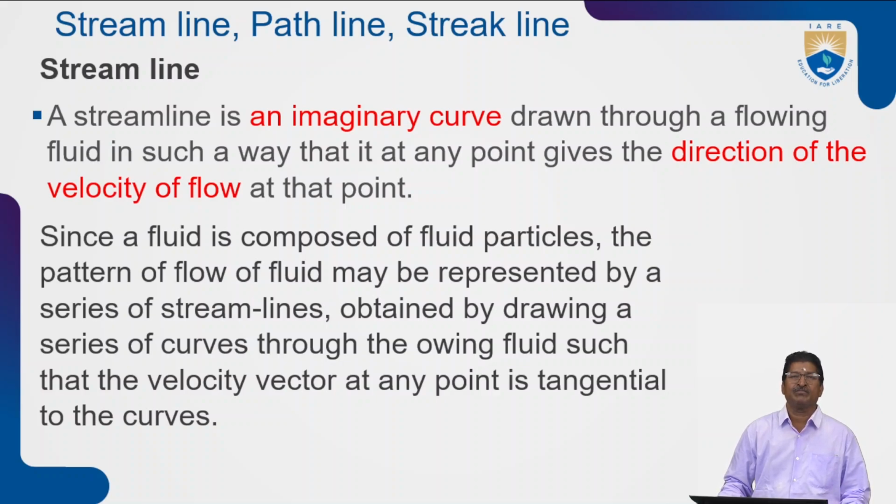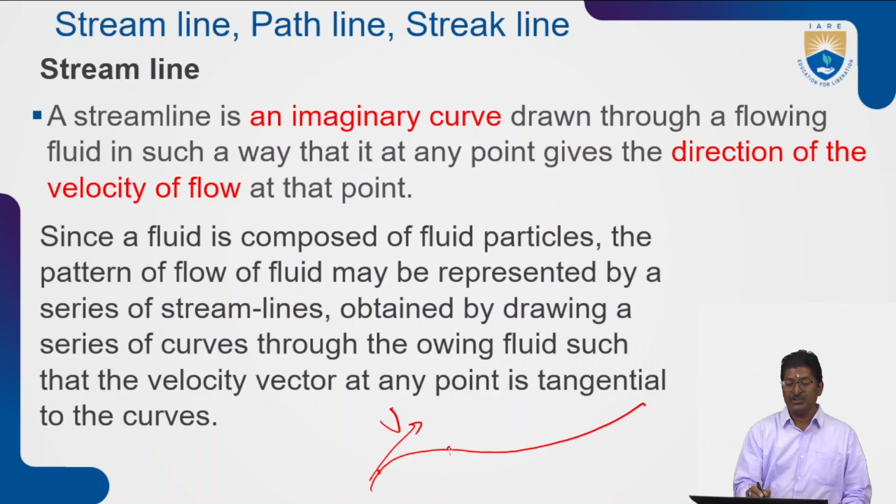That is the streamline. Here, fluid is composed of fluid particles. The pattern of fluid flow may be represented by a series of streamlines obtained by drawing a series of curves in the fluid such that the velocity vector at any point is tangential to the curves. That means if a streamline is like this, what does it mean? If you take this point, a tangent here gives the velocity of the fluid particle at that point.